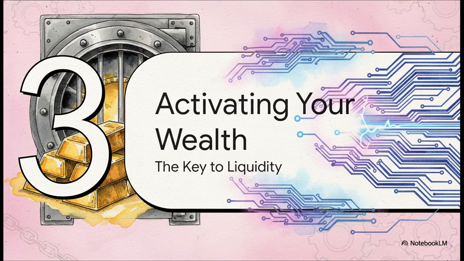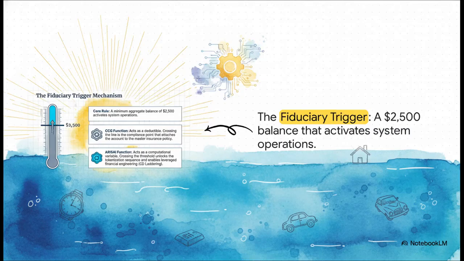This is the activation phase, and this is what turns your passive pile of metal into an active financial tool you can actually use. And the key concept here is something called the fiduciary trigger. As this slide shows, it's a specific threshold, an aggregate balance of $2,500 in your account. Think of this like a water line. Once the value of your assets crosses this level, it signals to the system that you're a serious participant, and that's when the most powerful features get switched on.